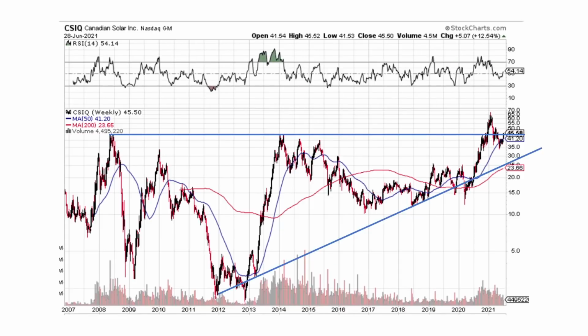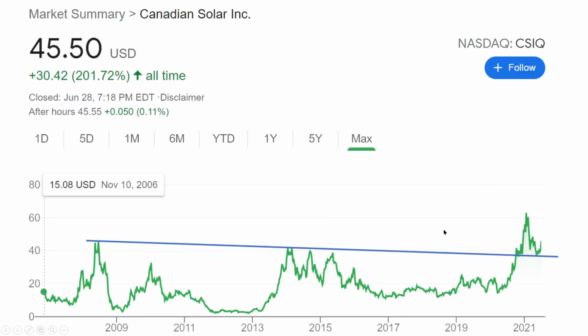Now, I threw in Canadian Solar. This thing looks like it's breaking out of a massive pattern to the upside, broke out, back tested, and it's moving higher. So it's one to look into. This is Canadian Solar. I do own a little bit in solar. I don't own very much in the solar companies, but this one looks really good. It came back and retested this gigantic pattern back in '08, and it's moving on higher.